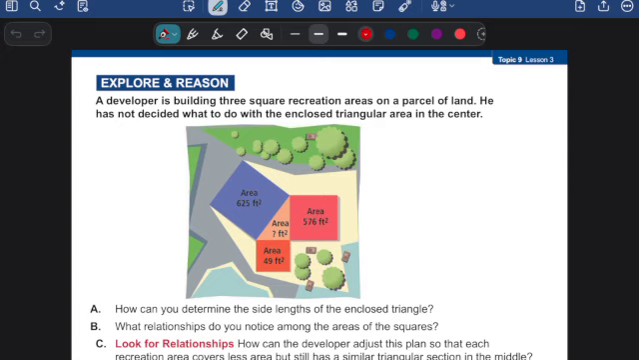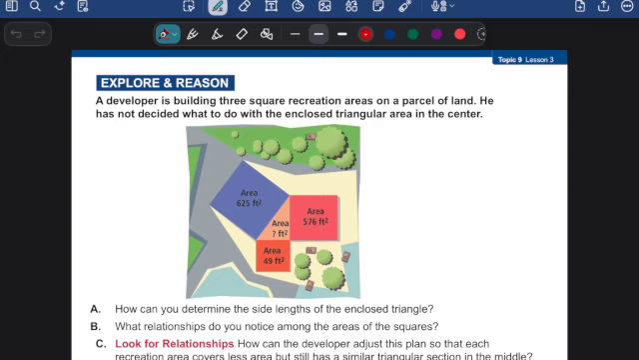For the Explore and Reason, we have this developer, and they are building 3 square recreation areas, as you can see, the blue, the pink, and the red. And then we have this triangular area in the center. How can we determine the side lengths of the enclosed triangle?